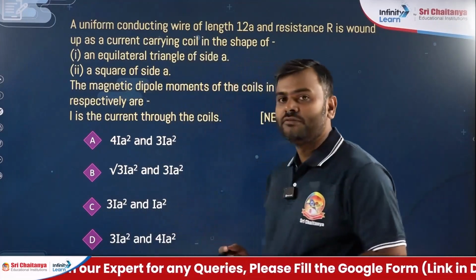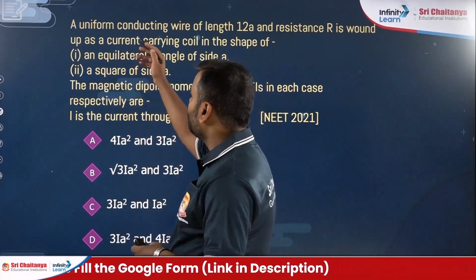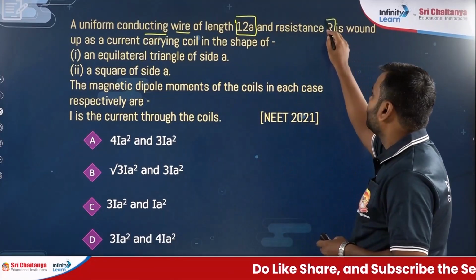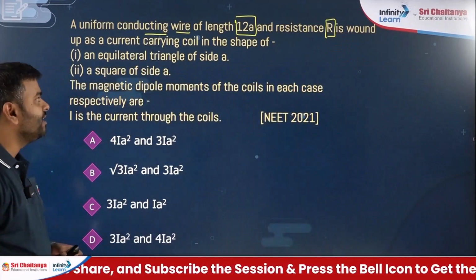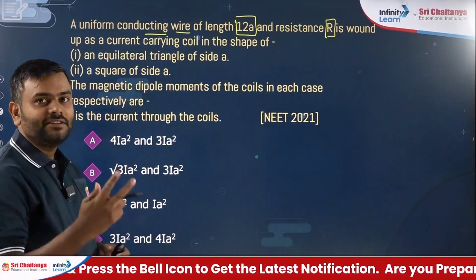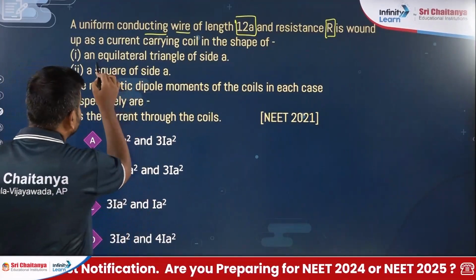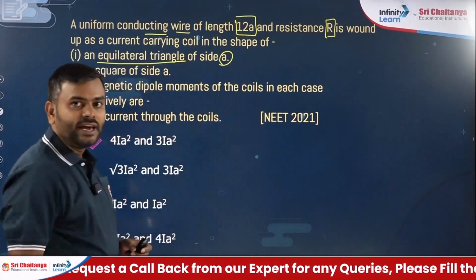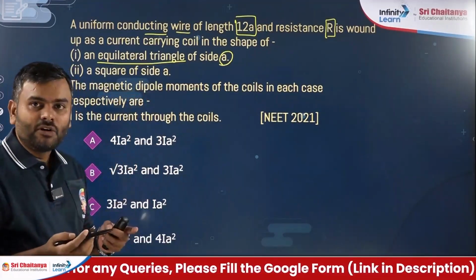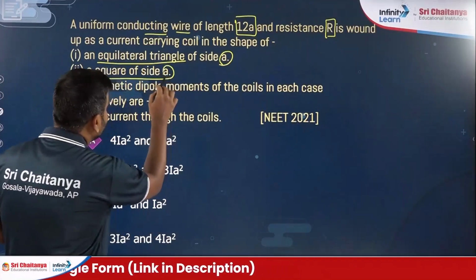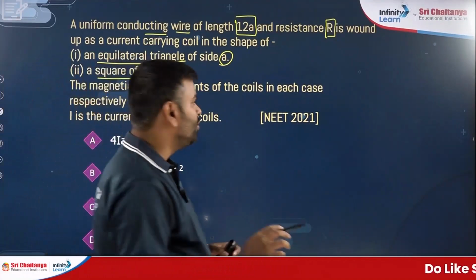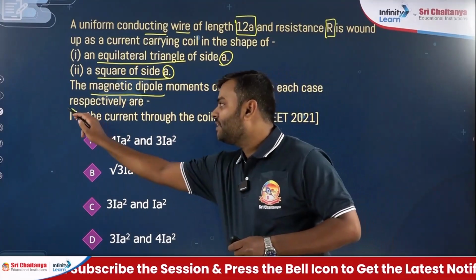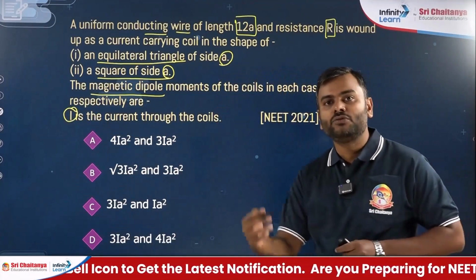The first question we have to discuss is: a uniform conducting wire of length 12A and resistance R is wound up as a current carrying coil in the shape of two different shapes. First, an equilateral triangle with side A, and second, a square again with side A. For both, we have to calculate the magnetic dipole moment of the coil, and I is the current flowing through each coil.